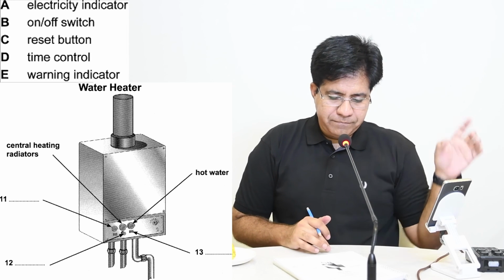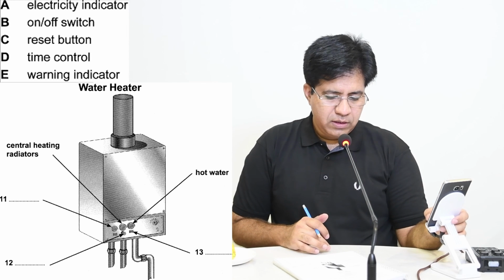Then there's a little square indicator under the 3rd knob that's a kind of alarm light.